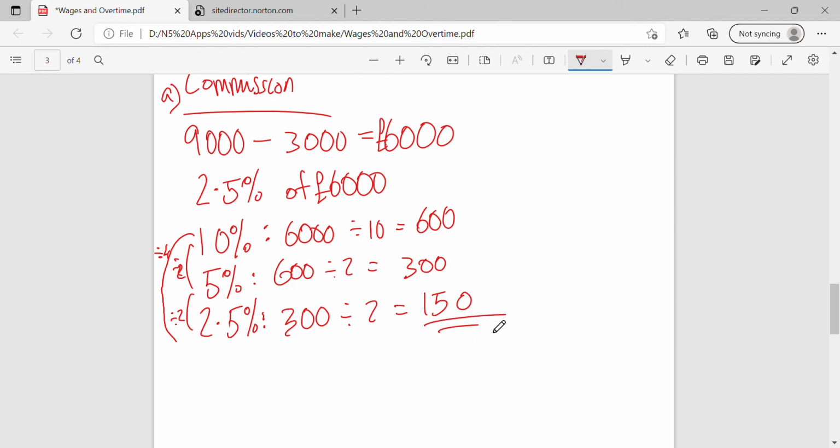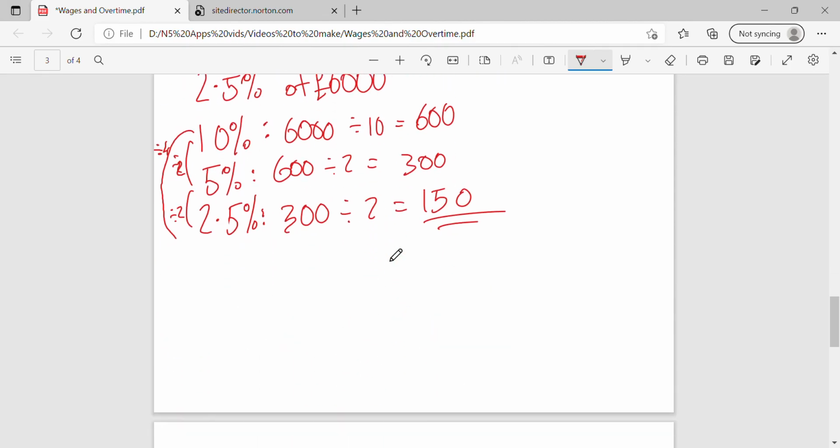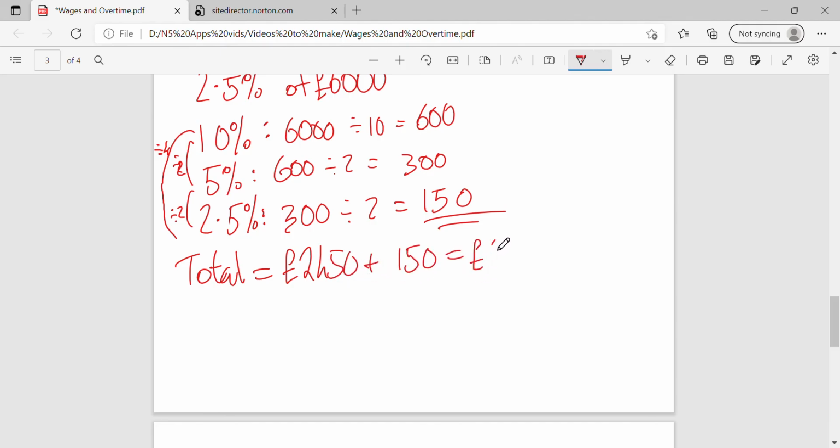That's not the final answer, however, because the final answer is their gross salary, which is the total. Remember, going back to the start of the video, we need to work out what they normally get paid plus any extras, and they normally get paid this amount here. So we need to add that on. So the total that they get is 2,450 plus 150, which is £2,600.